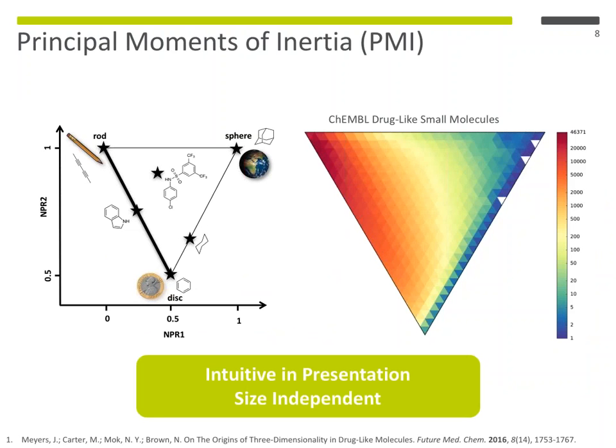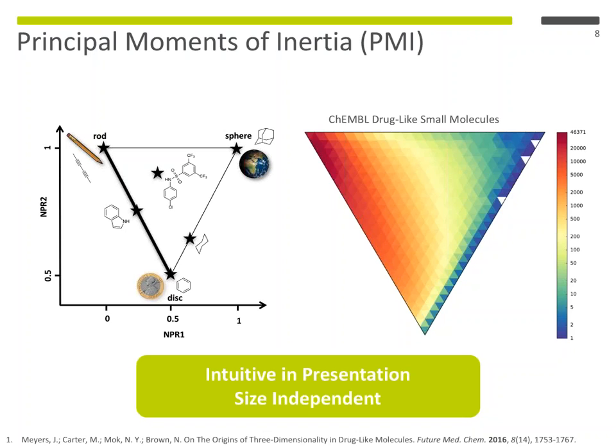So let's start with the principal moments of inertia. This is a long-standing descriptor used in drug discovery for a number of years. Simply put, as you can see on the left-hand side, it's a ternary plot where at the three apexes of the triangle, you can see that the shapes are rod-like, so long and thin, disc-like, very flat but round, and sphere-like, so spherical in nature. And then between those apexes of the triangle, you will change your morphology of what you're describing.